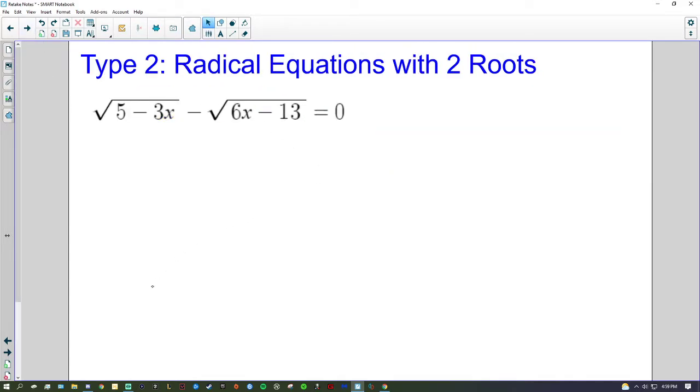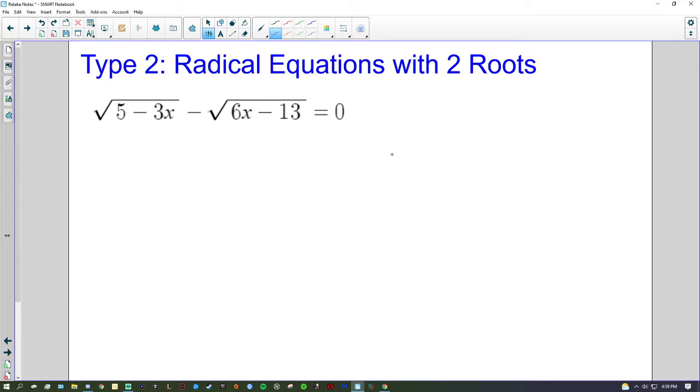Type 2. First one was radicals with one root. Now we have 2 roots. As you can see, I have a square root of 5 minus 3x, and I have a square root of 6x minus 13. I have 2 roots. Okay, here I like to use the saying, we need to kill 2 birds with 1 stone.